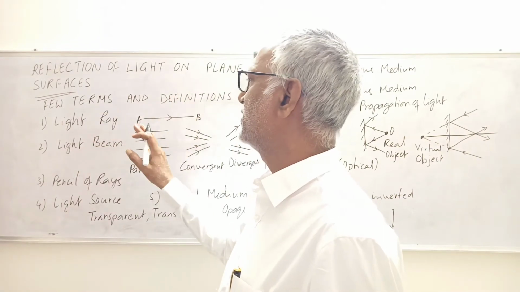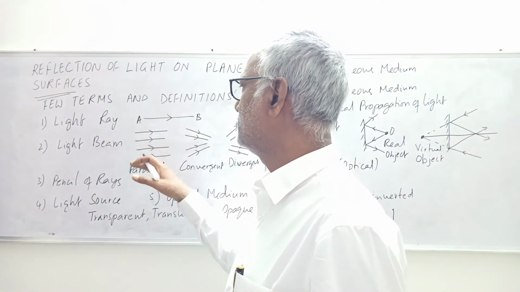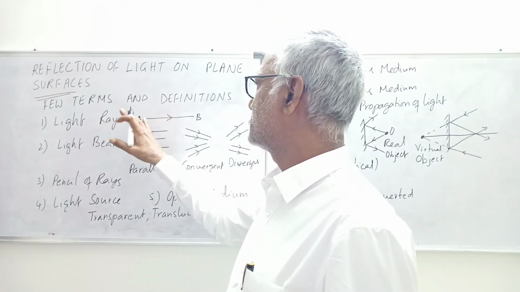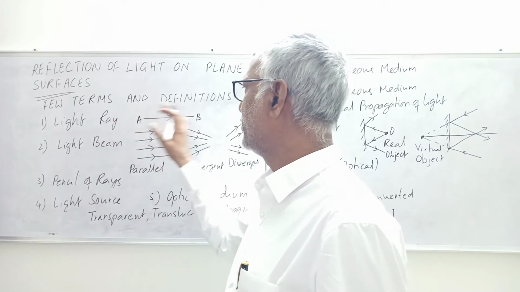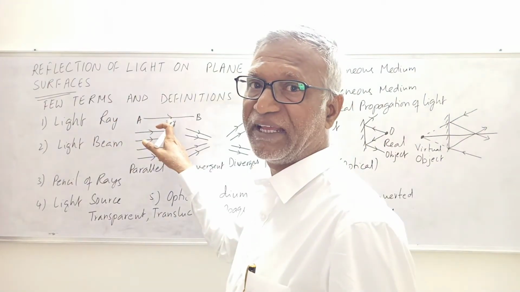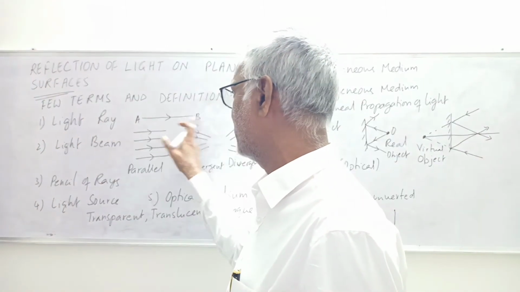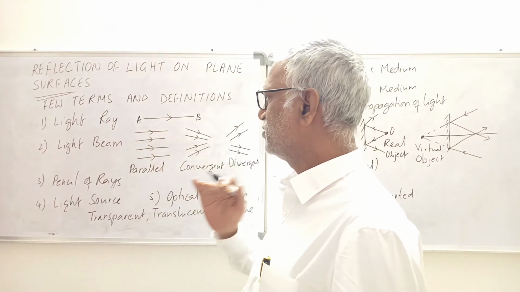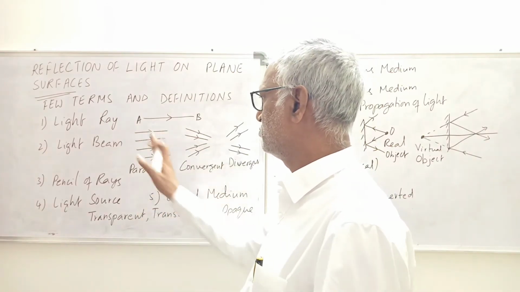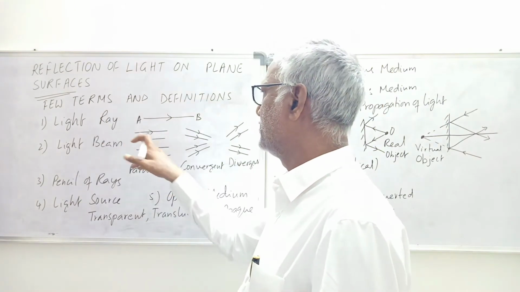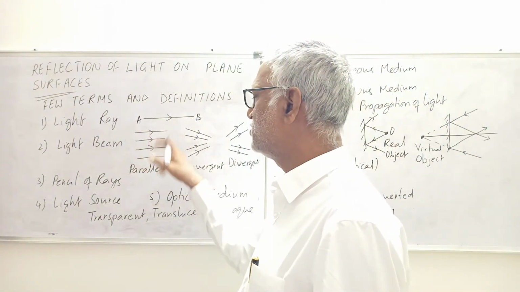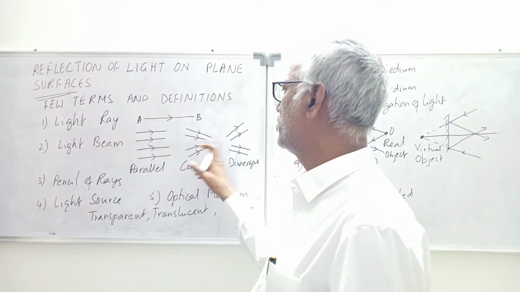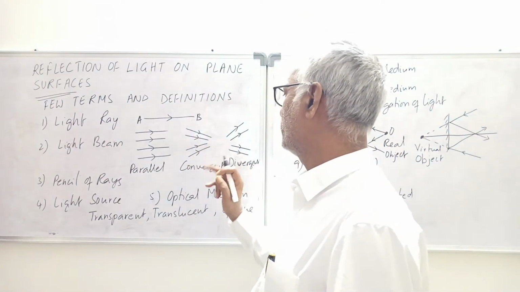These terms are important. Later on we will be using these terms, so that's why we are explaining them here. Light ray, if it is traveling in a straight line from A to B, and this shows the direction from A to B. Light beam means a parallel beam. Many rays are coming from this particular place. Each ray is parallel to the others, then it is known as a parallel beam of light. And if it is going to converge at a particular point, it is a convergent beam of light.